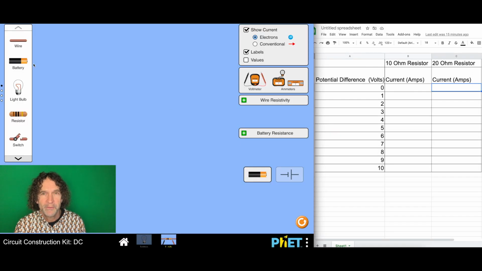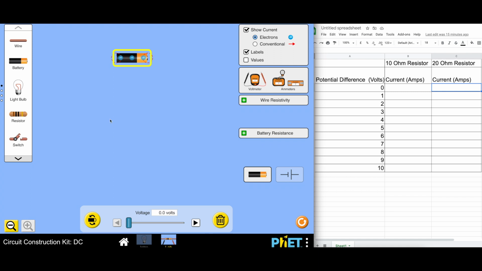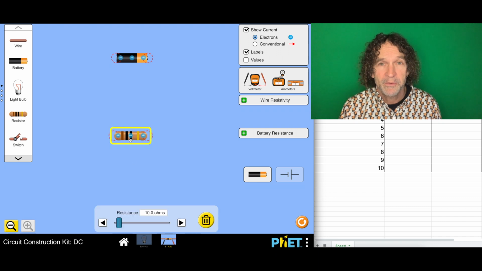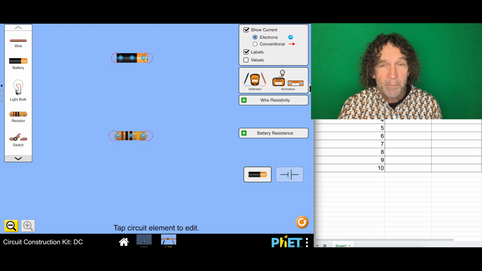So we drag across a cell. By clicking the button in the middle of it, the minus on it, we can set the potential difference to 0 volts. We then drag across a resistor, and again clicking in the middle of it, we can set the resistance to 10 ohms.